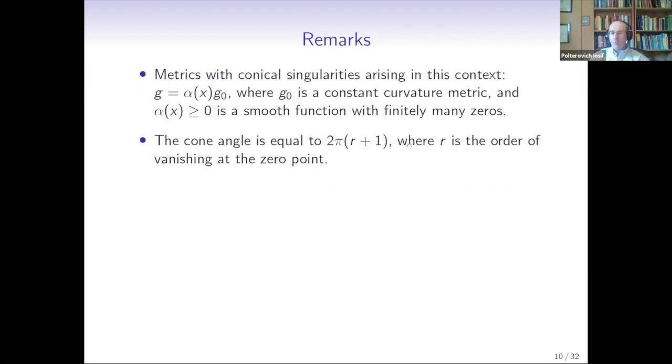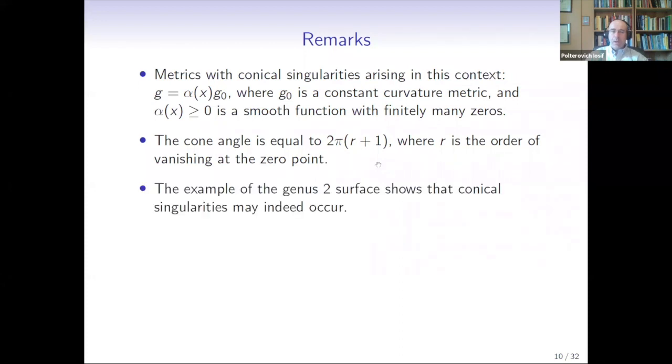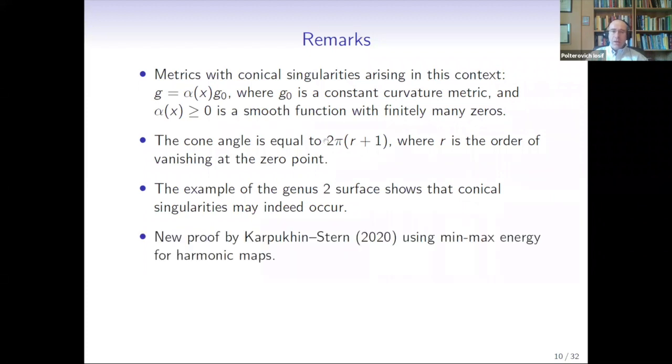If r is the order of vanishing of alpha at the zero point, then the angle is equal to 2 pi times (r plus 1). So the metrics which you have here have very mild conical singularities. These are cones with angles which are multiples of 2 pi. And that's, as I already mentioned, precisely what happens for the surface of genus 2.